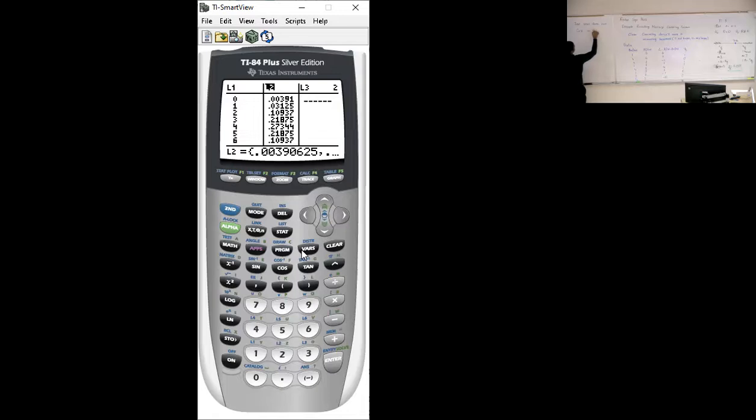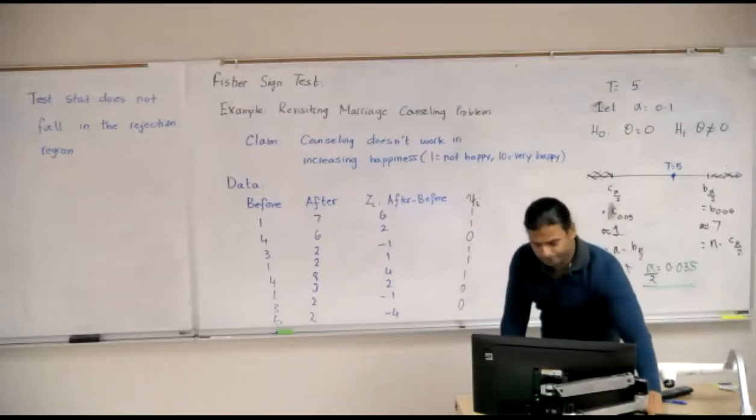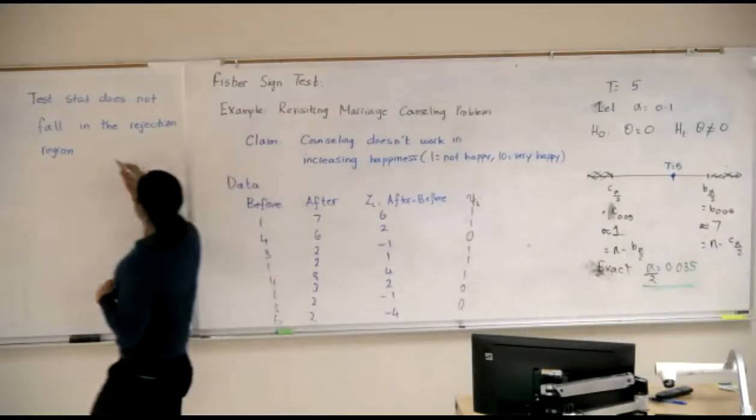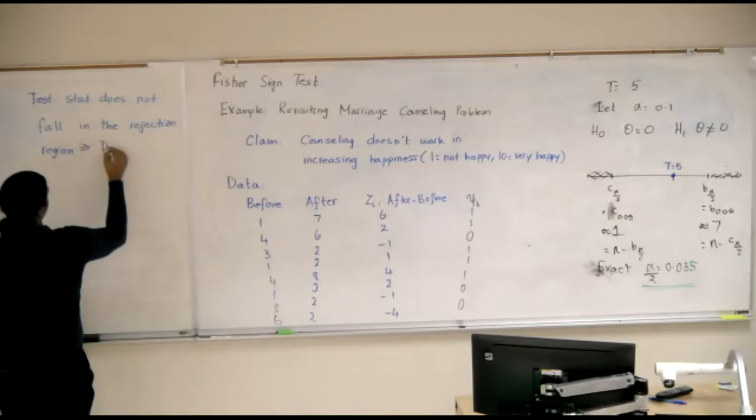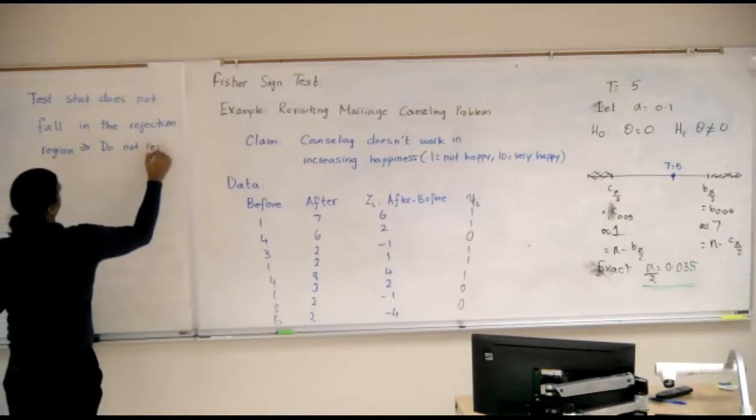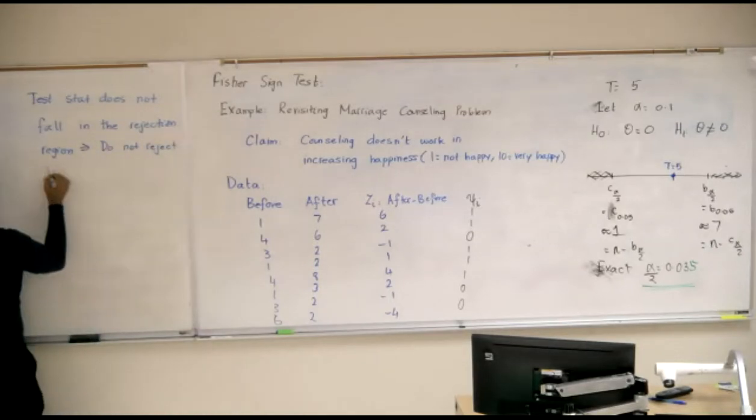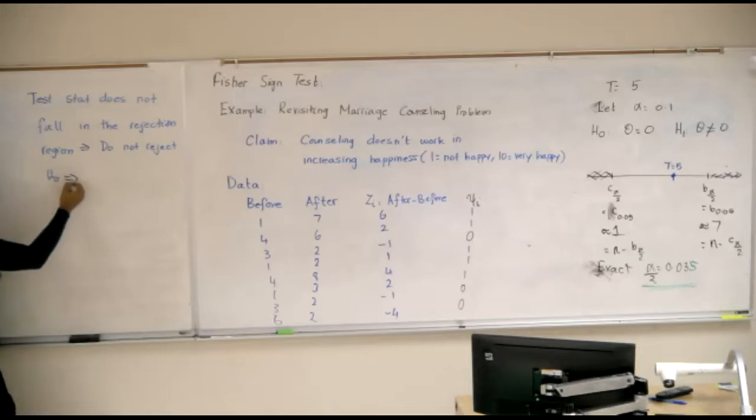Since it doesn't fall in the rejection region, should we reject the null? We shouldn't. So do not reject null. If I do not reject null, what is our null statement? Theta is equal to 0. Yes.